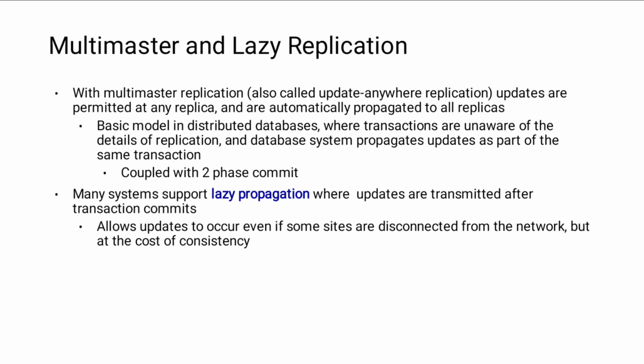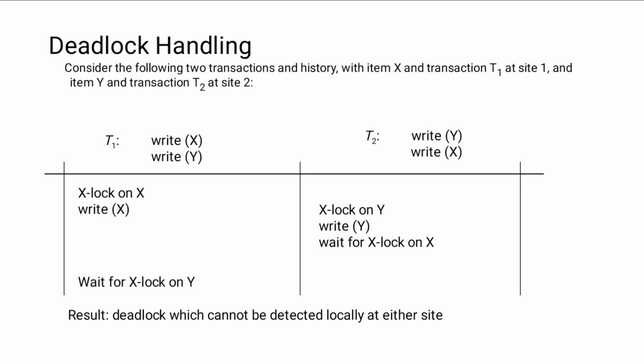Next, lazy propagation, where updates are transmitted after the transaction commits. If some sites are disconnected from the network also, the updates will be performed. The cost of consistency is very high in lazy propagation.